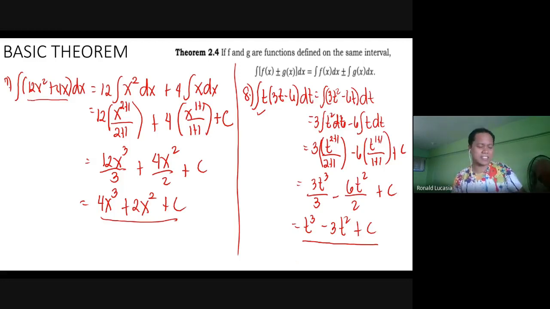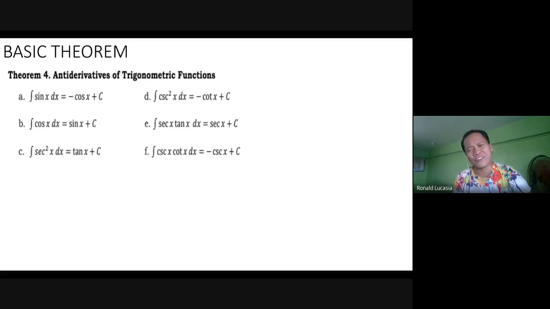Let's have some practice exercises. Ay, wala pa pala. Meron pa pala akong sinali dito, the theorems of the trigonometric functions. So we have there the antiderivatives of the trigonometric functions. The integral of sine x dx is equal to negative cosine x plus c. The integral of cosine x is sine x plus c. The integral of secant squared x dx is equal to tangent x plus c. The integral of cosecant squared x dx is equal to negative cotangent x plus c. The integral of secant x tangent x dx is equal to secant x plus c. And the integral of cosecant x cotangent x dx is negative cosecant x plus c. And do not forget the derivatives of trigonometric functions because we are going to use that.